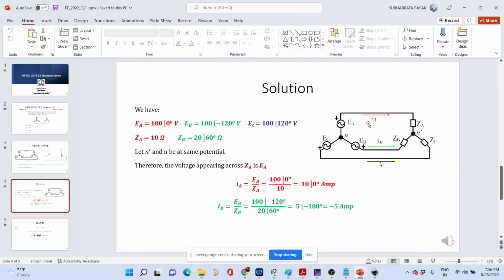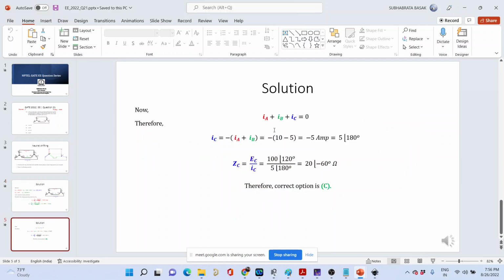Now by KCL, IA, IB and IC are all pointed towards n dash. So IA plus IB plus IC has to be equal to 0 according to KCL. So let us do that. From here we can find IC, which comes out to be again minus 5 ampere. Now to find ZC, we take EC divided by IC, that is 20 angle minus 60, and the correct option is C.